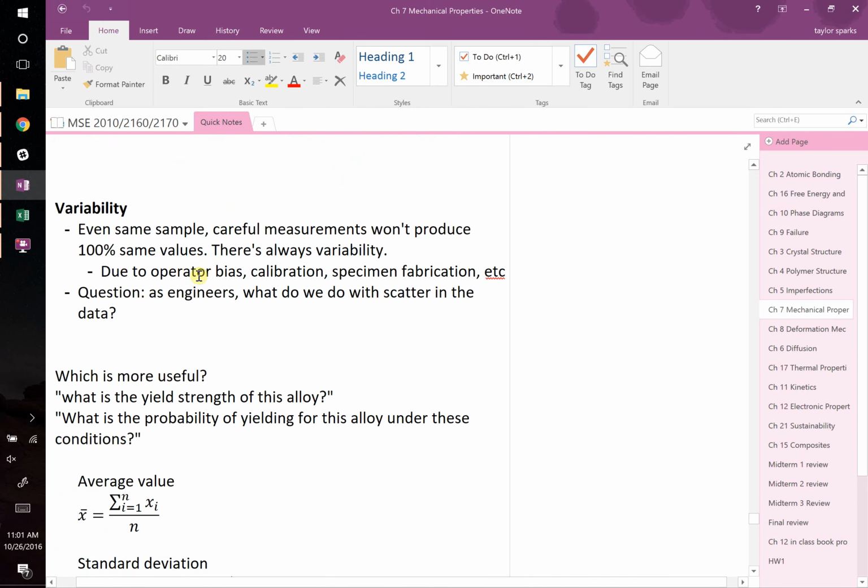So even if you have the same sample, and even if you perform the experiments very, very carefully, you're not always going to get 100% of the time the same values. There's always variability. Some of this might be due to operator bias. It might be your sample calibration. It's certainly going to be related to specimen fabrication, and there can be other factors.